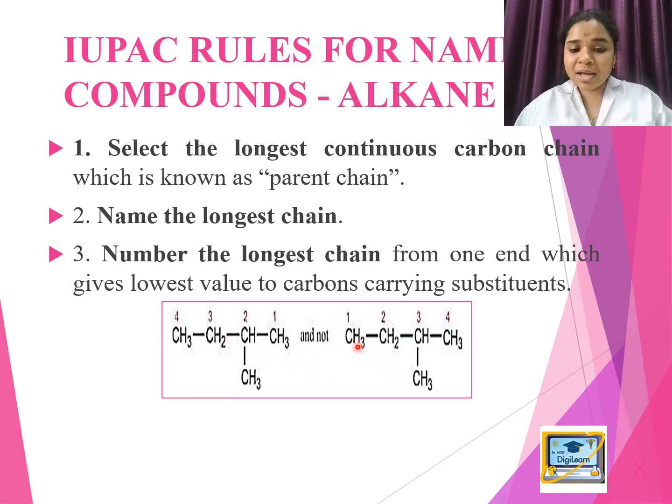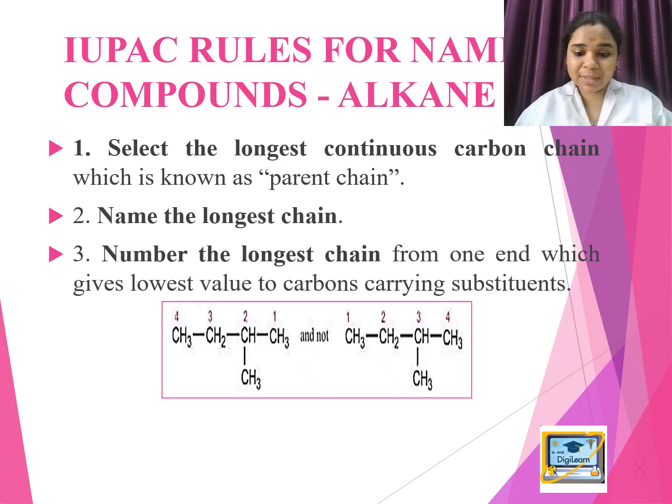So look here: 1, 2, 3, 4. The carbon carrying the substituent has the position number 3. So which is the lowest number, 2 or 3? 2 is the lowest number. So this kind of numbering is correct and this kind of numbering is wrong. So 1, 2, 3, 4. The numbering is right.